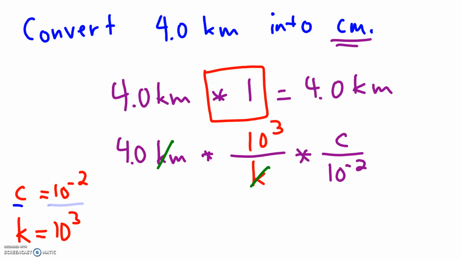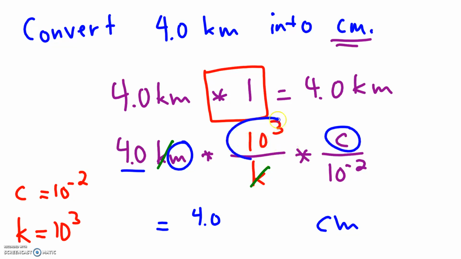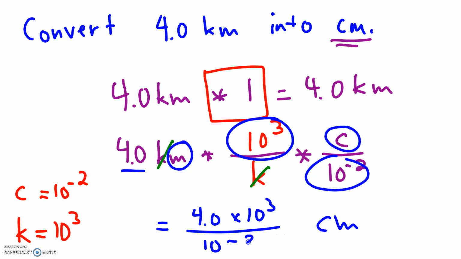So again, I'm multiplying by 1. I'm not changing the value of the original 4 kilometers. And I want to point out again, the reason I put centi on top is because now I have centimeters in the numerator and I can just combine those units. What else is there? We have 4.0 times 10 to the 3 divided by 10 to the minus 2. That's how many centimeters we have. When you work this out, you get 4.0 times 10 to the 5 centimeters.